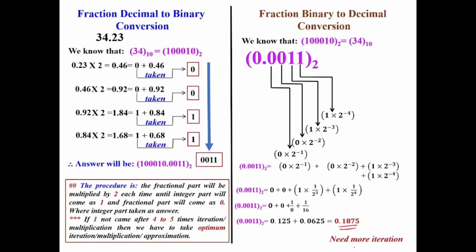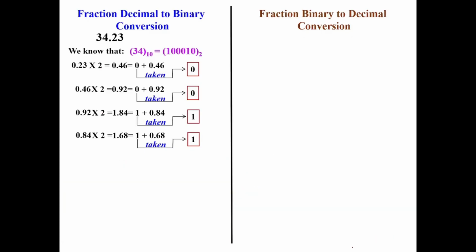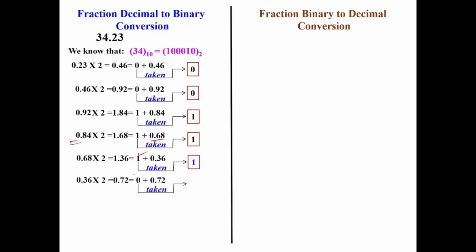So this value is not matched, not nearby 0.23, so we need more iteration. Up to this much we have done. Now we are going to multiply 0.68 by 2. The integer part 1 is taken separately, and the fractional part we get is 0.36. Again 0.36 multiplied by 2. Here we got the integer part 0 taken separately, and the fractional part is 0.72.